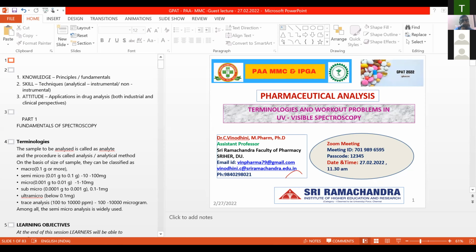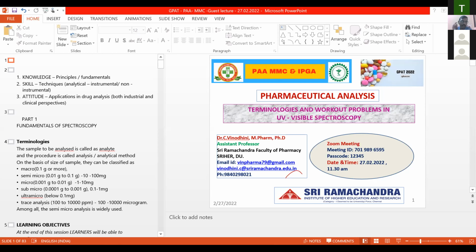The first part will be about the principles or fundamental concepts and various terminologies concerned with UV visible spectroscopy. And the second part might be on the calculations concerned with spectroscopy, because in most of the earlier GPAT question papers, which I revised, there are some calculations asked towards UV visible spectroscopy. The first part, which is on fundamentals, has a first definition which you all can recall.